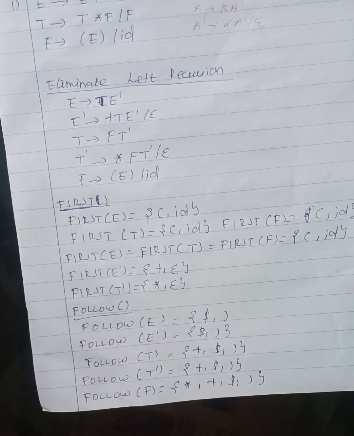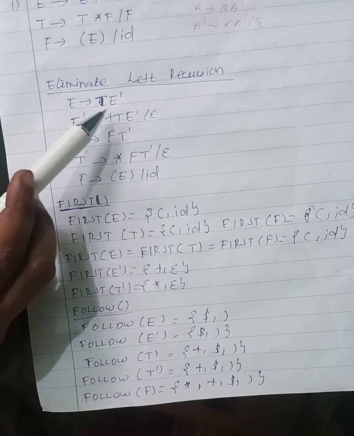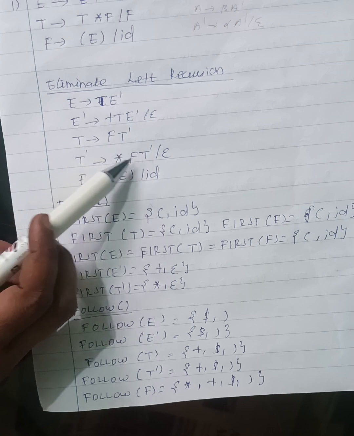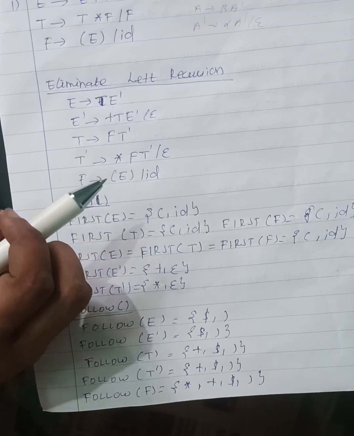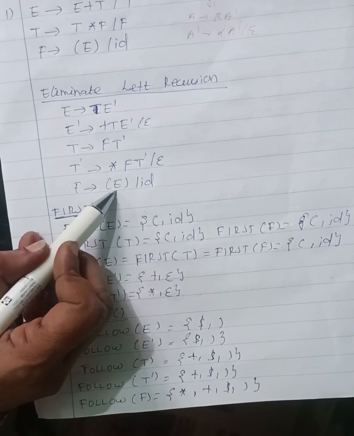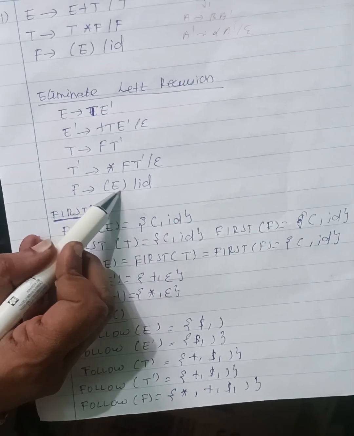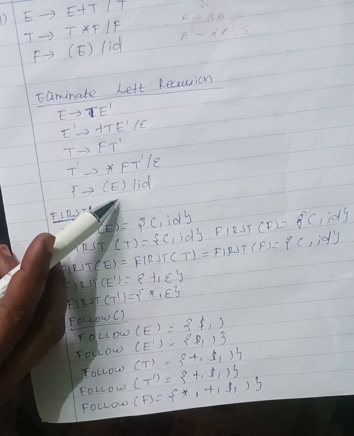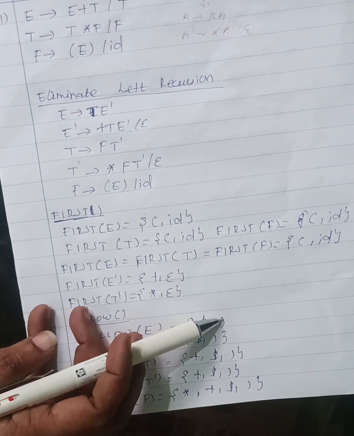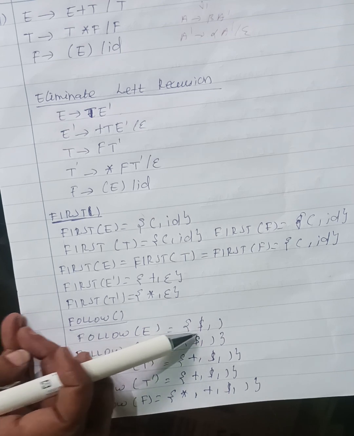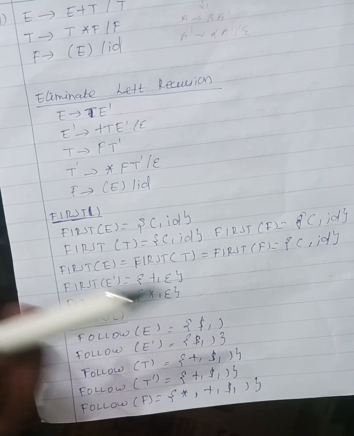Follow of E. I have to check the right-hand side of the rules where E is available. Here there is no E, here there is no E, here there is no E, but here only we have E. We always check the rule A tends to alpha B beta. So this is B and this is beta. Beta is close parenthesis, so we have to include close parenthesis in follow of E. And the standard rule for the start symbol is to include dollar. So follow of E is dollar comma close parenthesis.